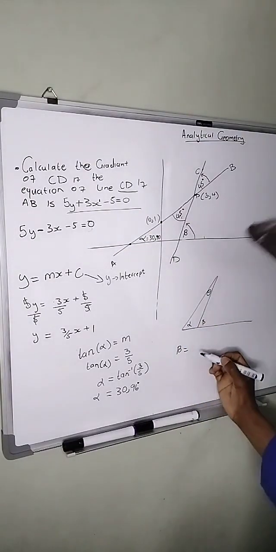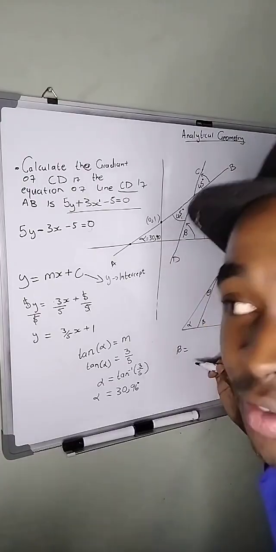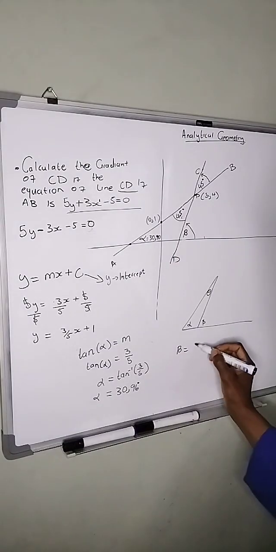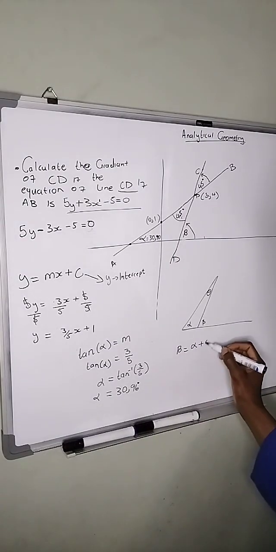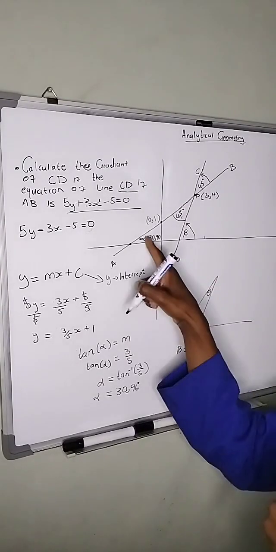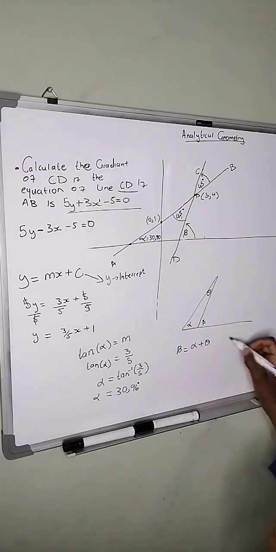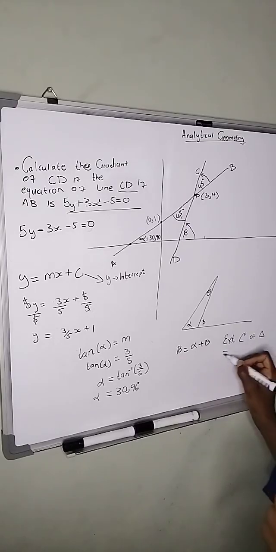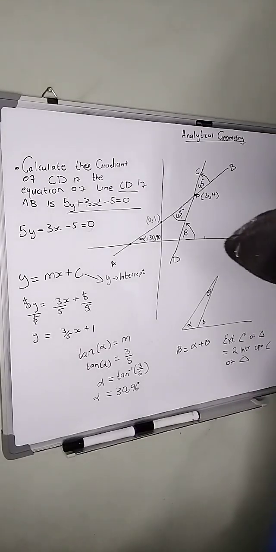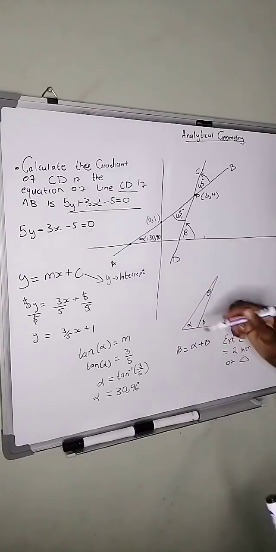Stay tuned, because I'm doing the full revision for grade 11 and grade 12s. How can we find beta? Yes, it's going to be alpha plus theta. Alpha is 30. Theta is 45. So this is an exterior angle of a triangle, equal to the two interior opposite angles. Do we agree on that reason? Thank you.